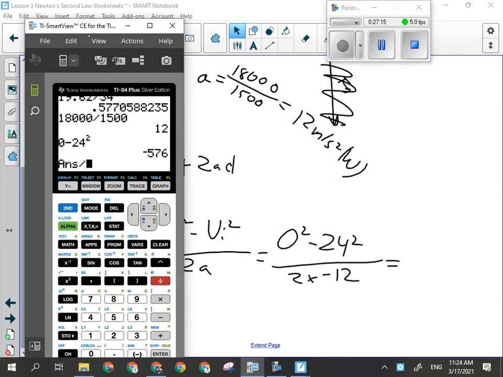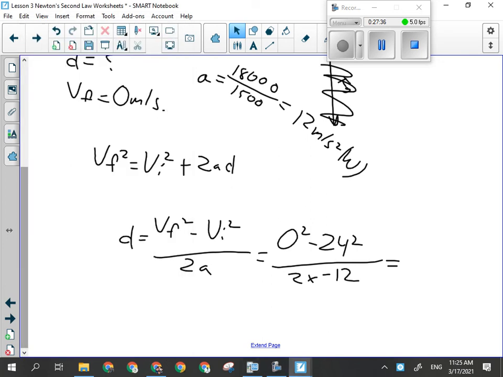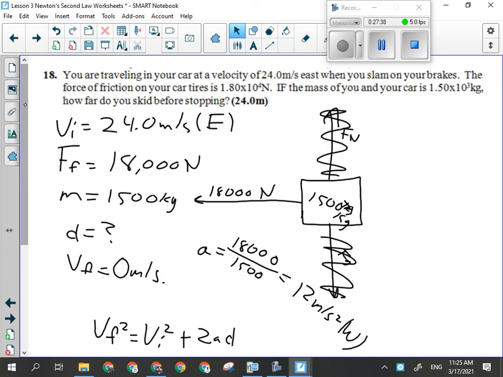Then divided by a negative 24. So there we go. Everybody all right with that? So we're going to travel 24 meters before coming to a stop. Everybody all right with that? Everyone's good there? Any other ones giving us trouble there between 16 and 20?